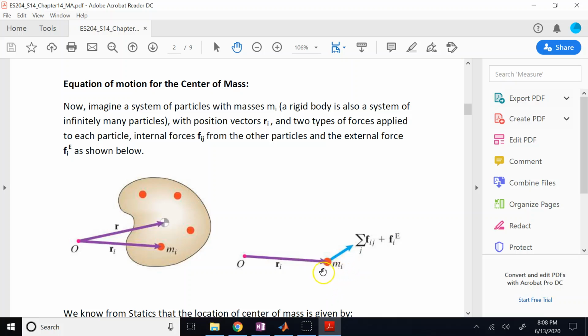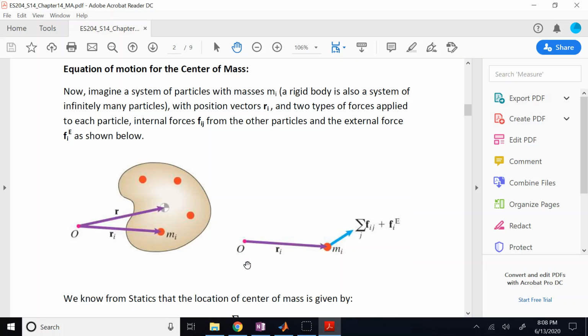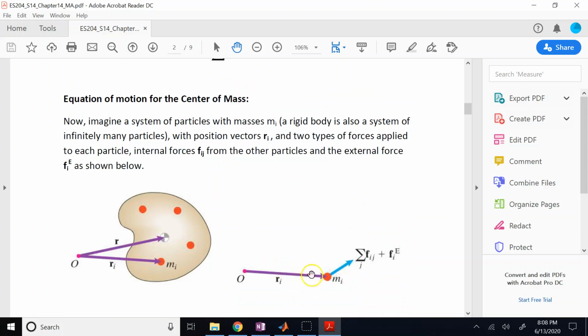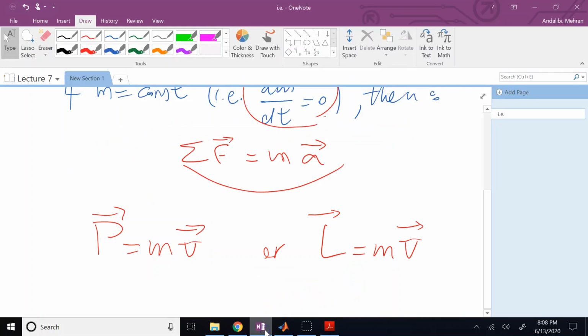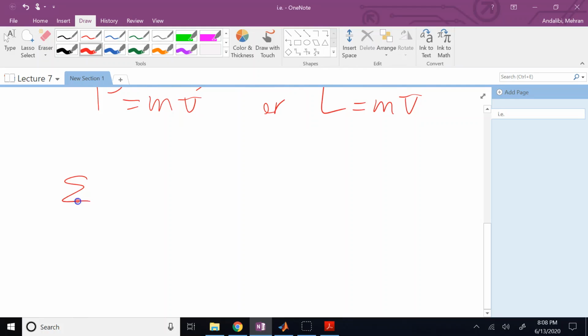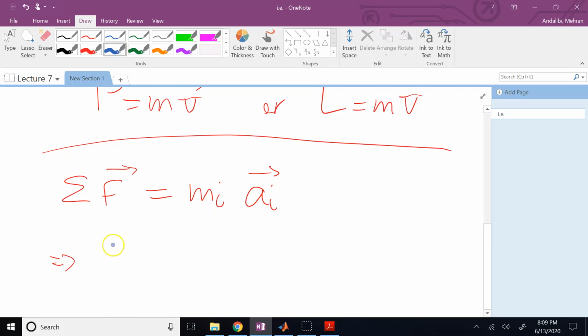So this is basically the free body diagram of particle m_i, and this r_i is the position vector of it, right? So if I write my second law of Newton, this guy, for this particle m_i, what would happen? So it would be sum of all forces is equal to the mass of this particle times what? Acceleration of this particle, right? But what is the sum of the forces? The sum of the forces is the sum of all those internal forces plus the external force.